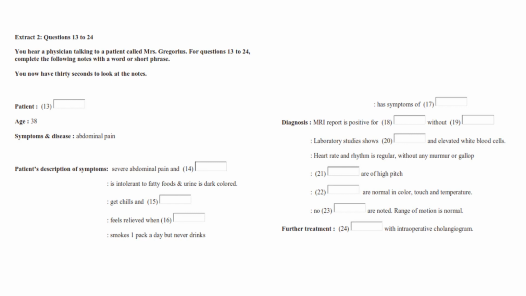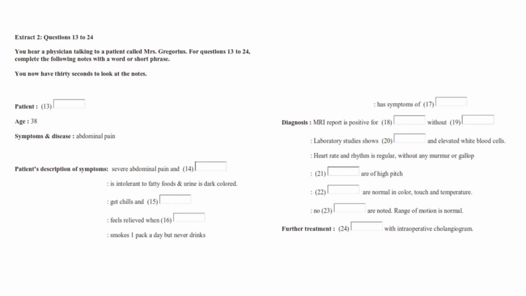Good morning, Mrs. Gregorius. Be seated. Tell me what your problem is. Good morning, doctor. I'm having severe abdominal pain and nausea after eating. What's your age? 38, doctor. I'm intolerant to fatty foods and my urine is dark colored. Do you get fever? Yes, I get chills and low-grade fever, nausea, and a sharp stabbing pain in my abdomen. But when I lie down on my right side, I feel somewhat relieved.